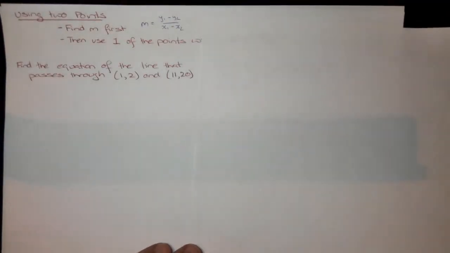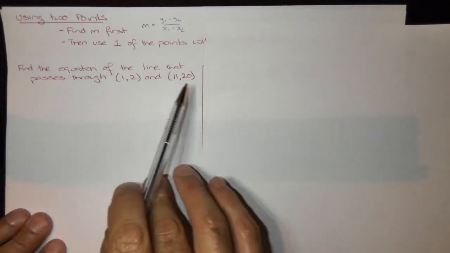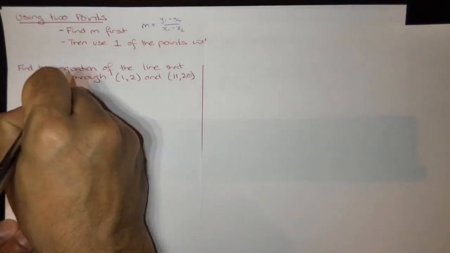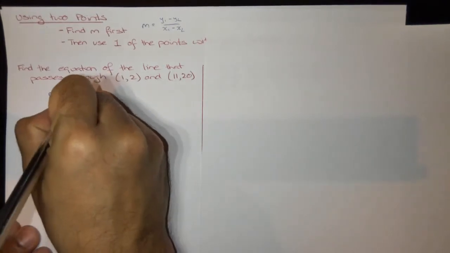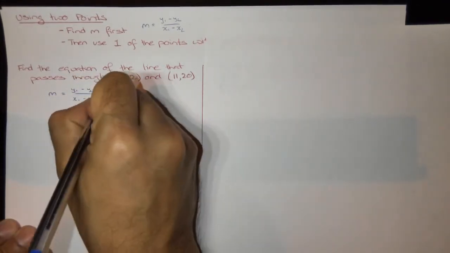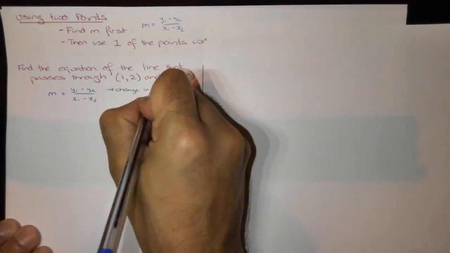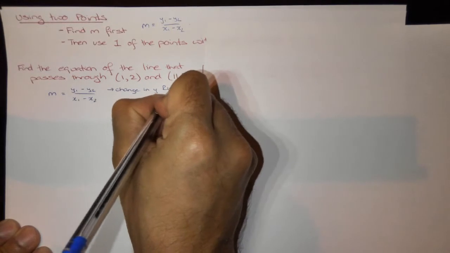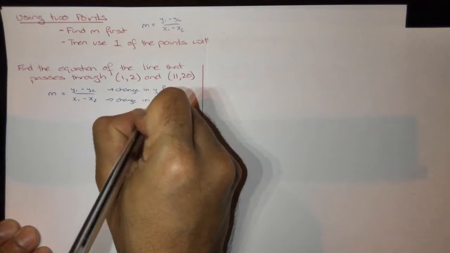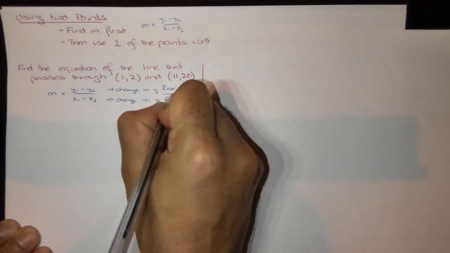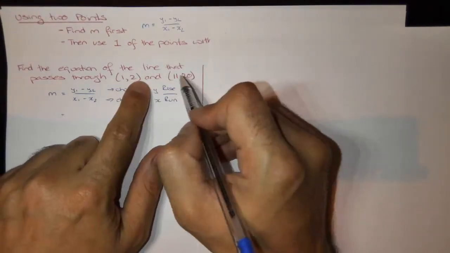Okay, we'll do the first question. Find the equation of the line that passes through 1, 2, and 11, 20. So we want to find the gradient first. That's the first step. y1 minus y2 over x1 minus x2, because this is the change in y, or the rise, and this is the change in x, which is the run, hence why rise over run. Okay, so it doesn't really matter which point you want first.